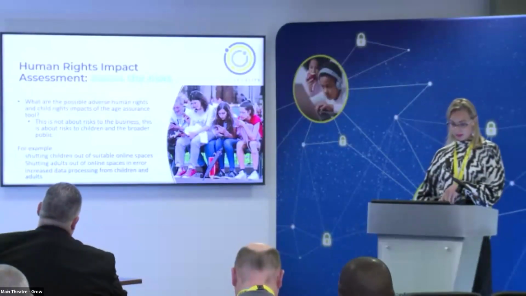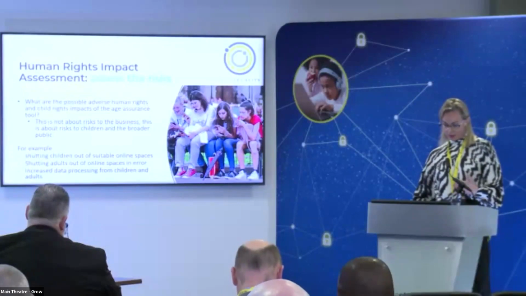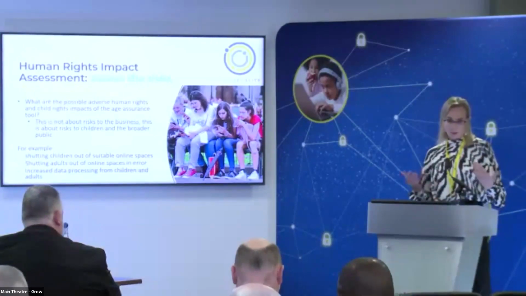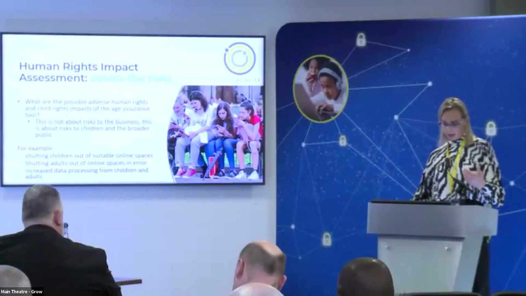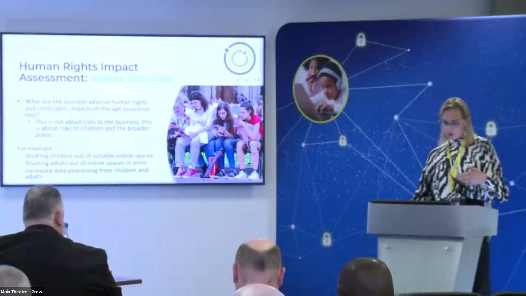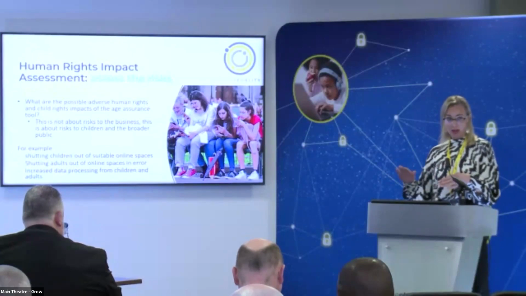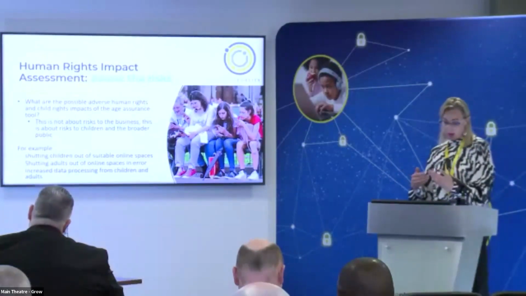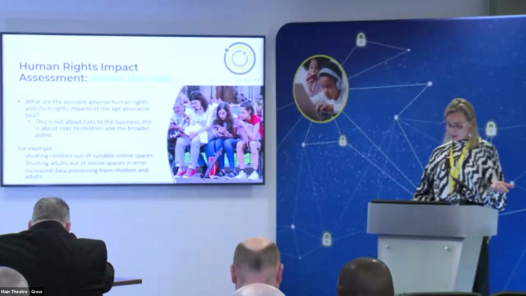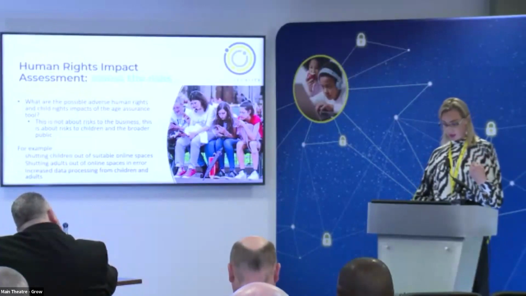So this includes children, but it also includes adults required to use age assurance tools to prove they're not a child. Some examples of an adverse impact would be shutting children out of online spaces. This is not going to be a concern if you're shutting children out from a pornography website, but it could be a concern if you're shutting children out of accessing some kinds of information or participating in civic society. Shutting children out is quite a harsh solution to a lot of less serious risks. Or you could end up shutting adults out of online spaces in error if they're determined to be a child when they're actually not.